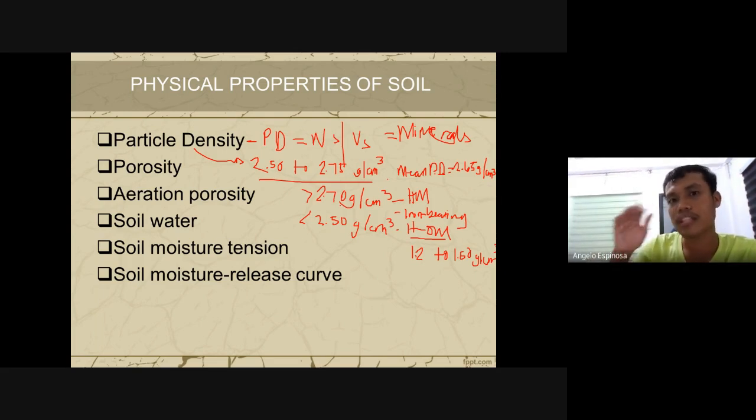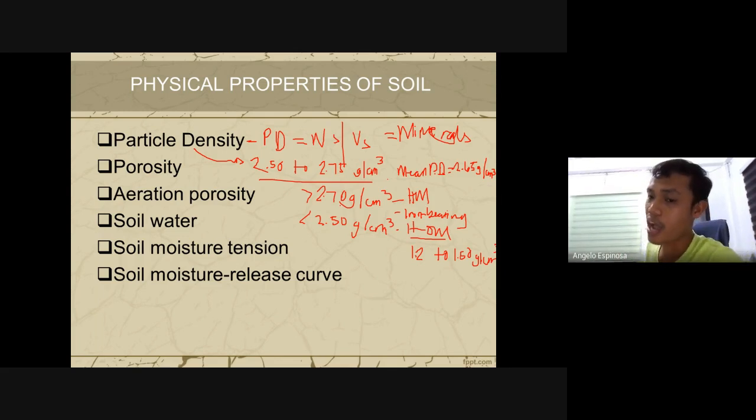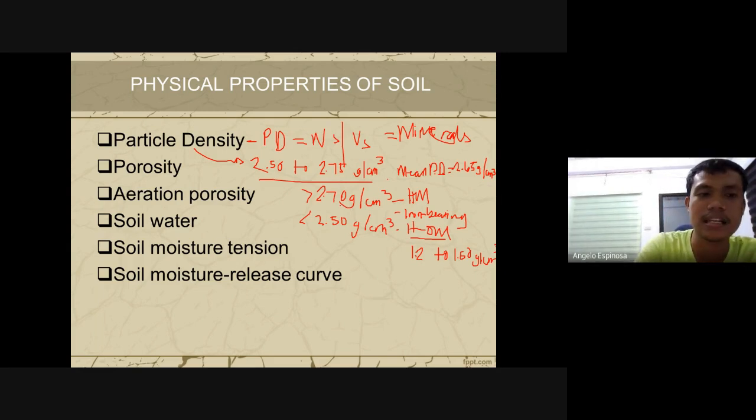Because the topsoil sits on top of the horizon O, which is the organic matter, it is composed of higher organic matter. Therefore, when the organic matter is high, the soil surface, when it comes to particle density, is lower. Okay? So that is the particle density. Now, let's proceed to porosity.